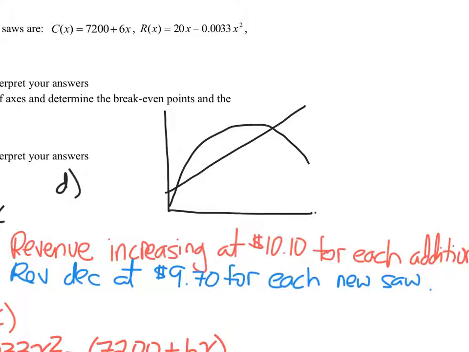So this would be X. This would be Y. Highlighted the wrong thing. I'm going to need those break-even points. All right, break-even points would be where cost and revenue are equal to one another. So that's just a fancy way of saying intersections. So second, trace, 5.